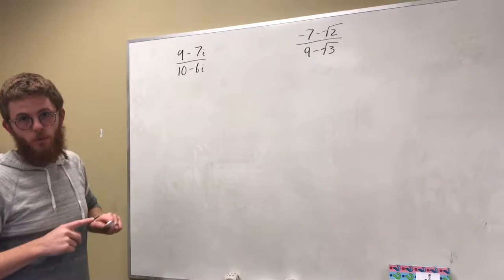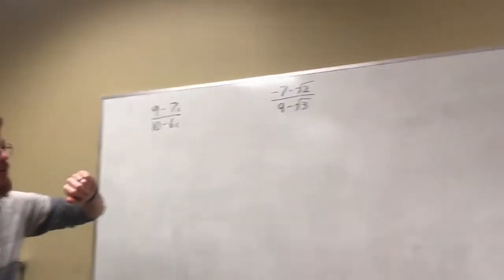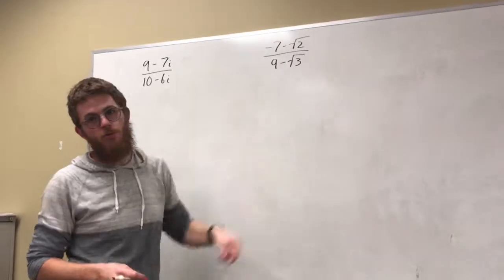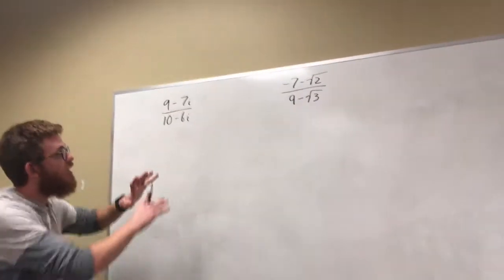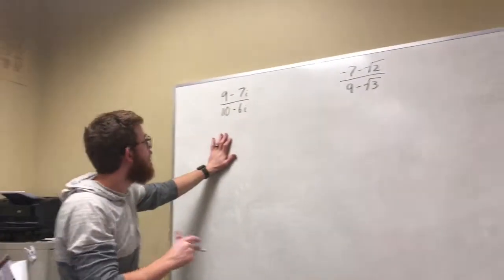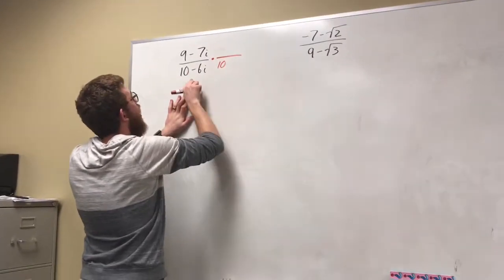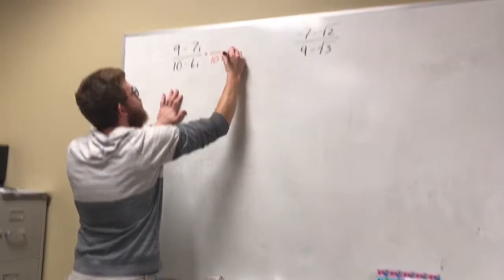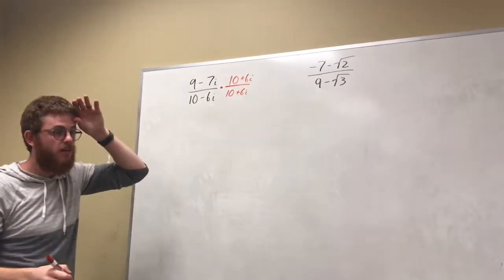We know we cannot consider something simplified if it has an imaginary unit or if it has a root in the denominator of a fraction. So we have to get rid of it, and in both of these problems, we want to use our conjugate. So I'm going to multiply the top and the bottom here by the conjugate of the denominator. This would be, sorry, 10 plus 6i.